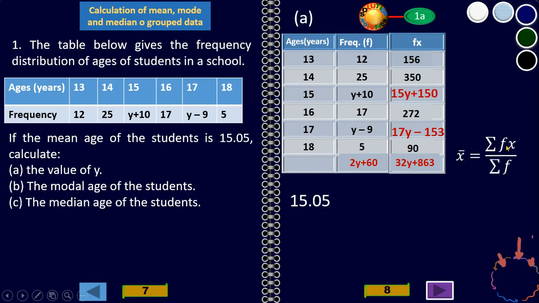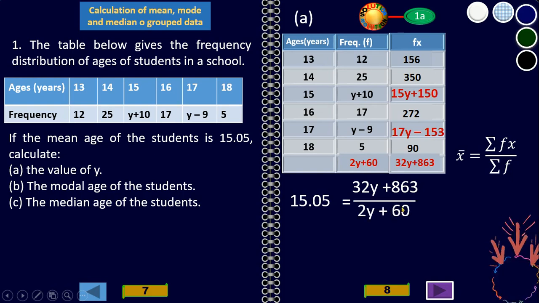And then the summation of the product of the frequency and the masses will give me what we have here, 32y plus 863. So we write that 32y plus 863. While the total frequency, the summation of frequency, will give me 2y plus 60. Then we're going to divide this by 2y plus 60. So we have this. Now this equation is having only one unknown, so it's an easy equation.